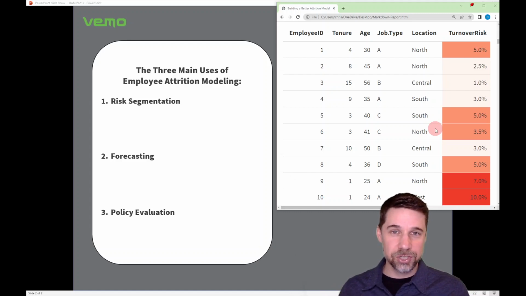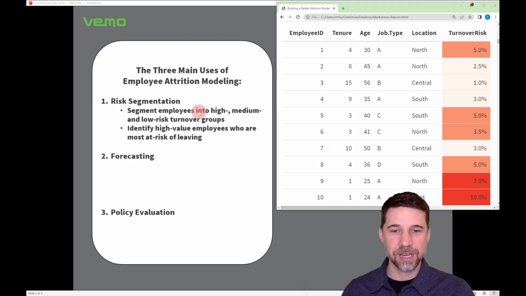And getting this extra differentiation is very important if the main purpose of our model is risk segmentation. Risk segmentation is when we divide our employees into several groups based on their risk. So who are the highest risk employees, who are the lowest risk employees, and which employees fall somewhere in the middle. This allows us to take a holistic look across our entire workforce and know where our biggest pockets of risk are. And it also allows us to identify those specific high-value employees that we are most at risk of losing. So in this workforce of 10, we've used our model to identify three different risk groups. Our dark red is our high risk group, our medium red is our moderate risk group, and the light pink is our lowest risk group.